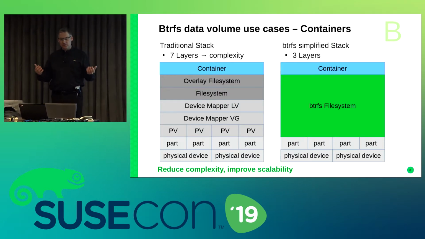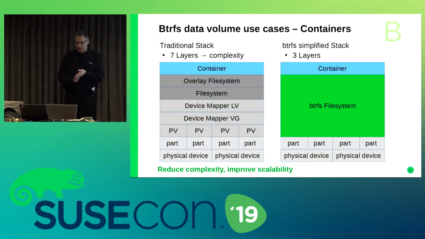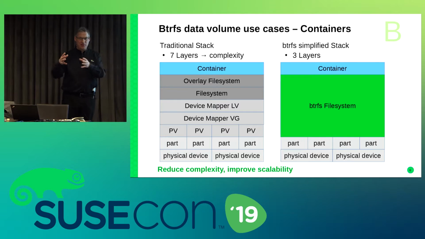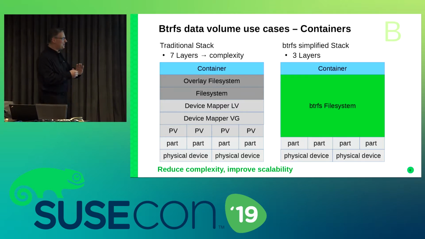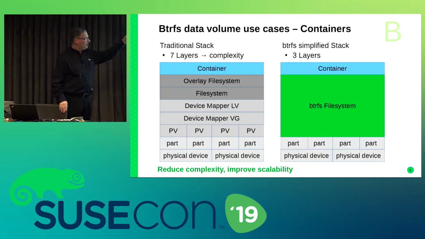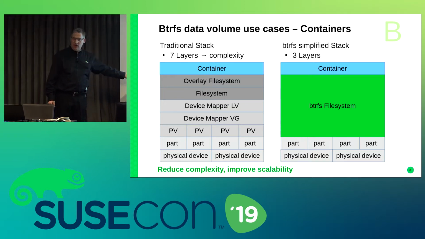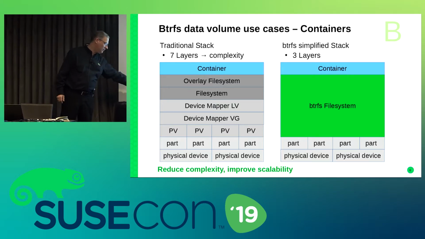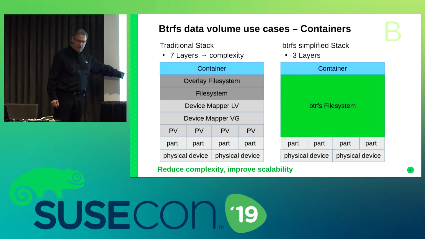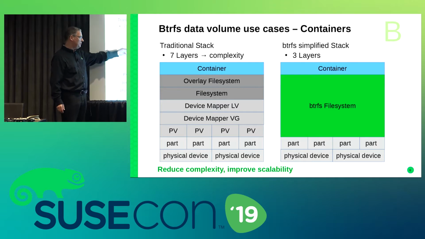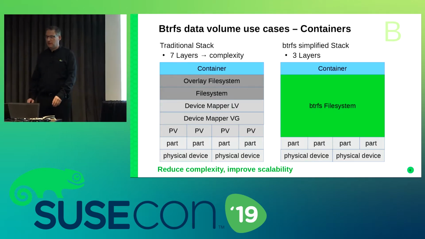I wanted to bring a use case for why Btrfs is also useful when looking at containers, as I promised when I announced the session. A traditional stack for implementing containers has 7 layers. You have a physical device, a partition, a PV in the device mapper area, a device mapper volume group, and a device mapper logical volume. On this you have a file system, and then you use an overlay file system, and in this overlay file system the container chunks live.